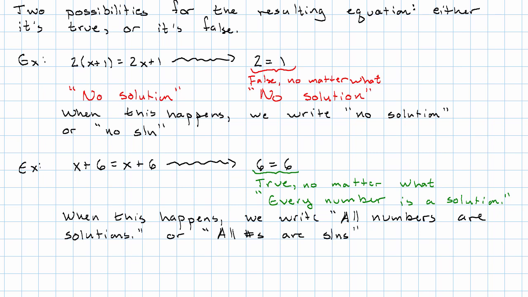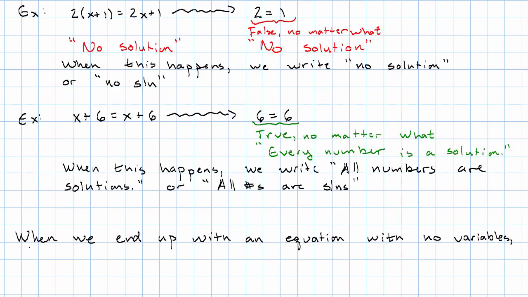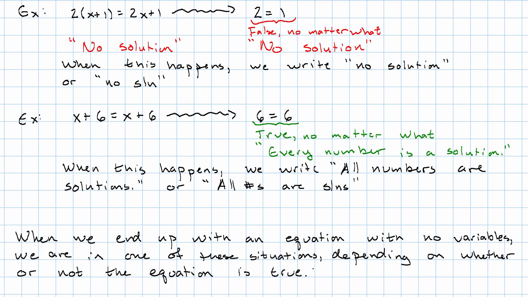So when we eliminate the variable, when we end up with an equation that contains no variables, then we're in one of these situations. Either there's no solution, or every number is a solution, depending entirely on whether or not the equation is true.